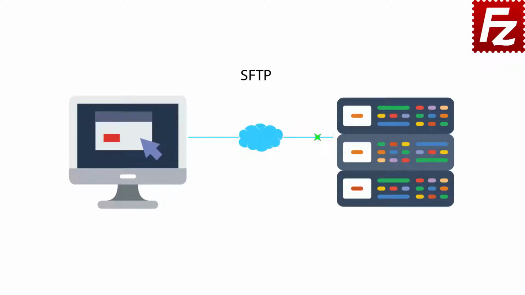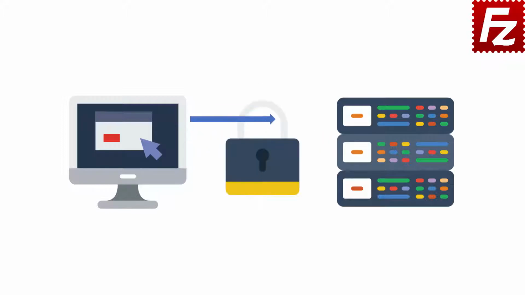SFTP stands for SSH File Transfer Protocol, while SSH means Secure Shell. SFTP is a method for moving files between computers in a network. It works differently from FTP and FTPS. SFTP is an extension of SSH. SSH is a protocol that provides a secure channel in a client-server architecture.